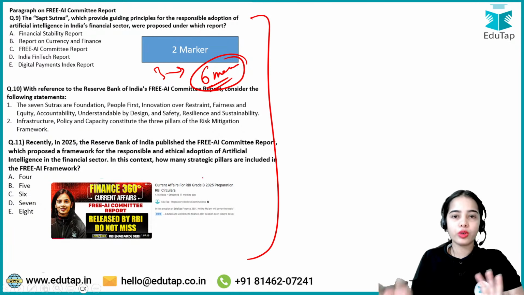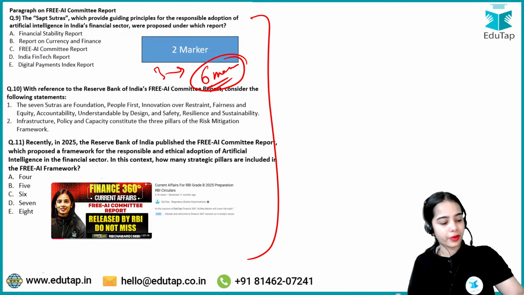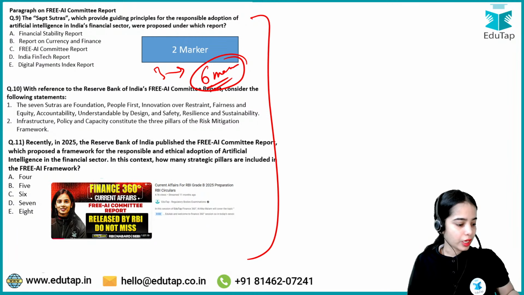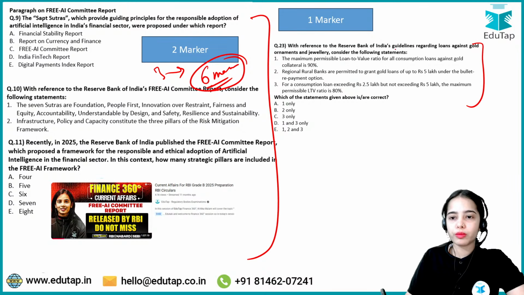The Free-AI report questions came in RBI Grade B 2025 also, and in RBI Grade B 2026 also. Now moving forward, this question was from the guidelines regarding loans against gold and silver collateral.